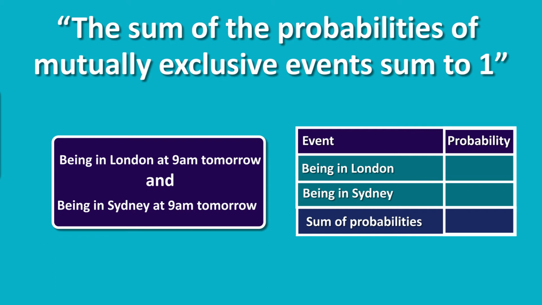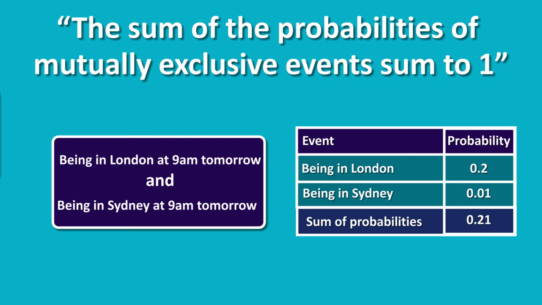However, I don't live in London, so the probability of me being in London at 9 AM tomorrow is quite low. We could say 0.2. The probability of me being in Sydney is very low. Perhaps we could say it's 0.01. Now, these events are mutually exclusive, but if I add those 2 probabilities, that's 0.21, not 1.